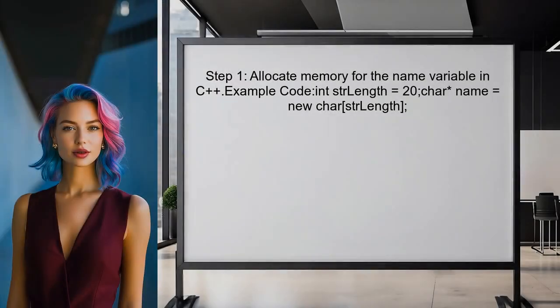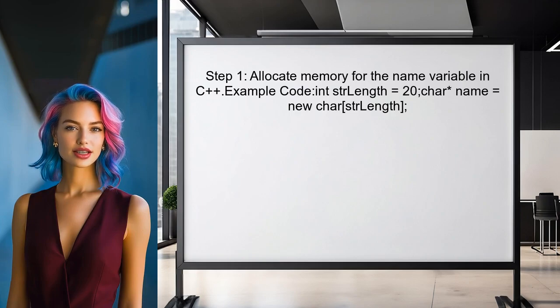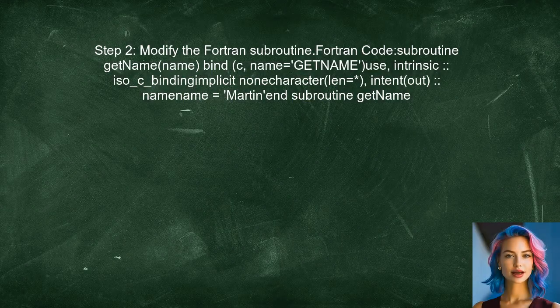To return a string from Fortran to C++, the user needs to ensure that the character array is properly allocated in C++. First, the user should allocate memory for the name variable in C++ before passing it to the Fortran subroutine. Next, the user should modify the Fortran subroutine to accept a character array of the correct length. This can be done by using the character len equals str declaration in the Fortran code.